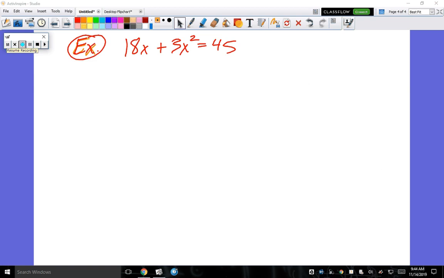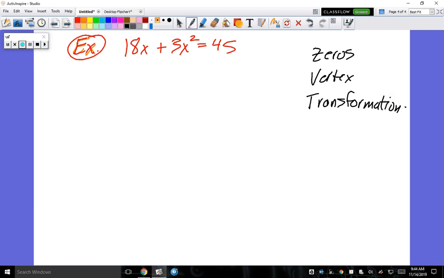So now this is your second example. 18x plus 3x squared is equal to 45. Notice the a value is not 1, so you'll have to be a little crafty on this. Same thing though for bonus points. I want the vertex. I want the zeros of the function. And I also want you to list the transformations from the parent function, so the transformations in order. Alright, so we'll go 5 minutes on this. Alright, here we go guys.